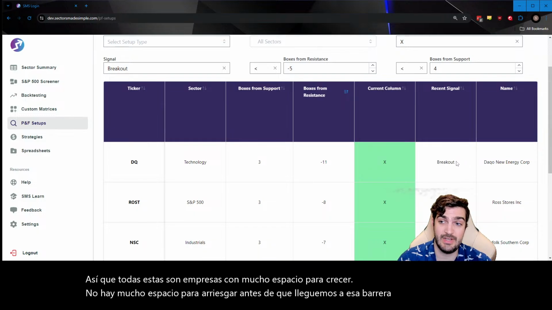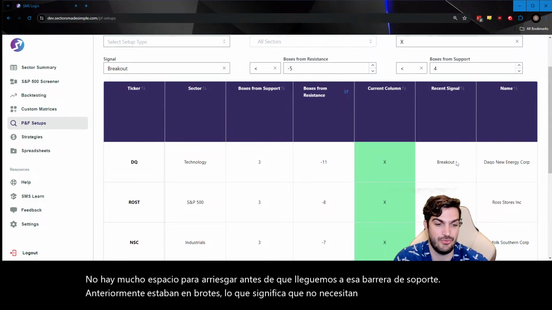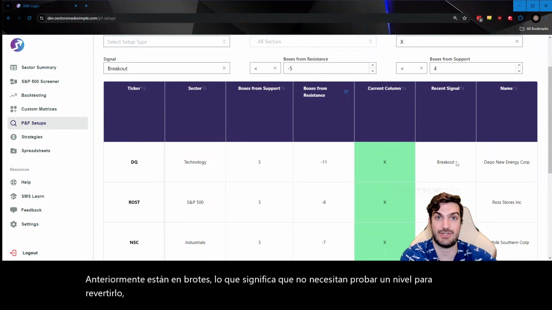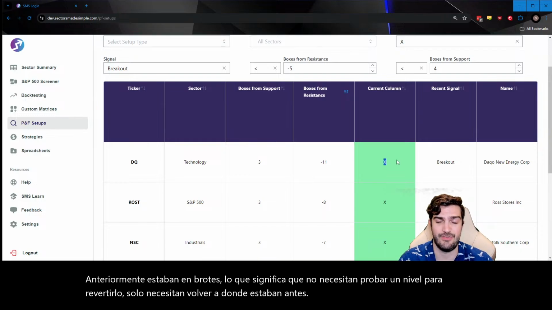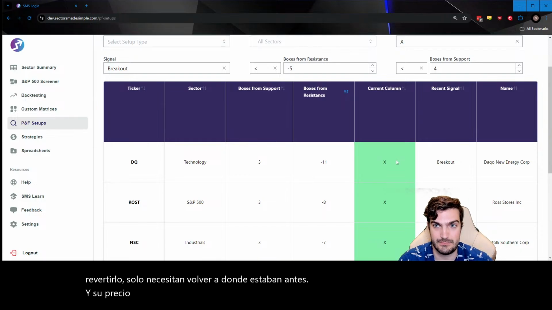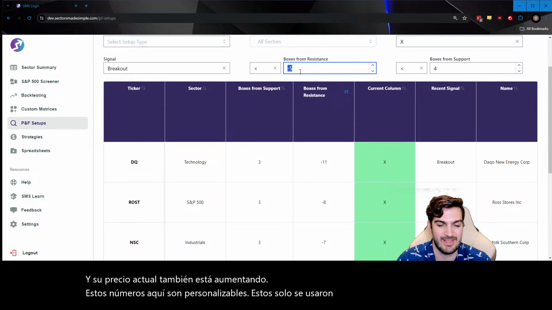They are previously on breakouts, meaning that they don't need to try and test a level to reverse. They just need to get back to where they were before. And their current price is also increasing. These numbers here are customizable. These were just used for an example. You can set these to whatever risk tolerance that you have.